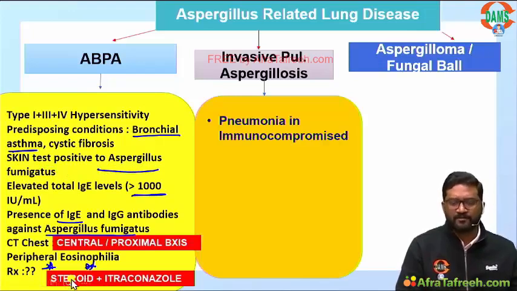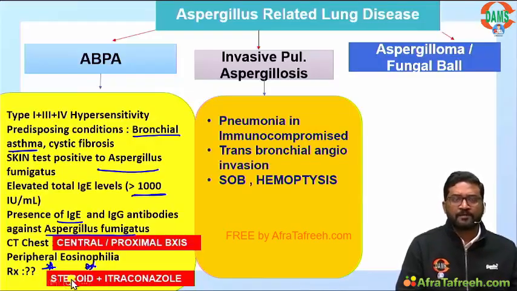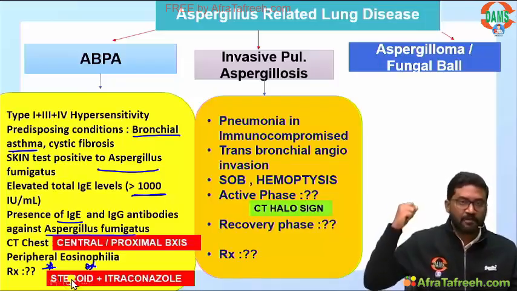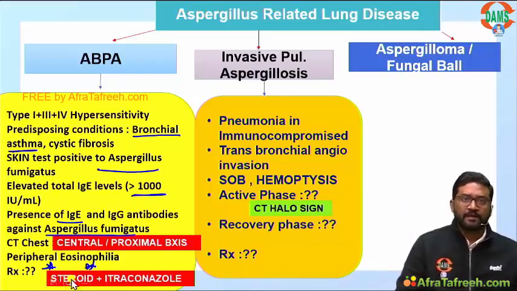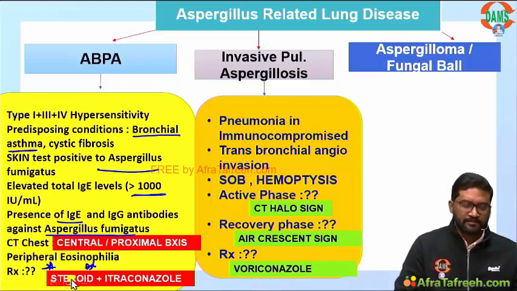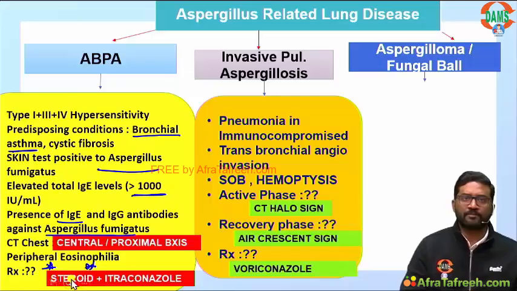Now coming to invasive pulmonary aspergillosis. Whenever the patient's immunity is low, immunocompromised, it causes an aggressive pneumonia. So it has a transbronchial angioinvasion. They'll ask you, what do you see in the active phase, recovery phase? In the active phase, there is something called the CT halo sign. I will show you in the CT. Recovery phase, air crescent sign. And the treatment is generally voriconazole. Your answer should be voriconazole. So this is an aggressive pneumonia, so you should give something which will bring down the fungal population.